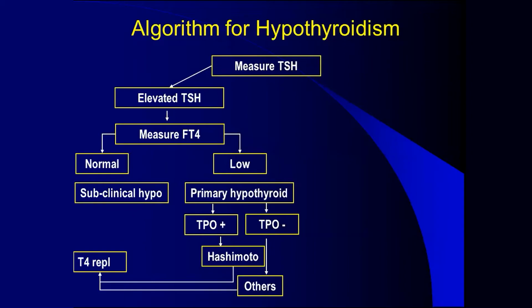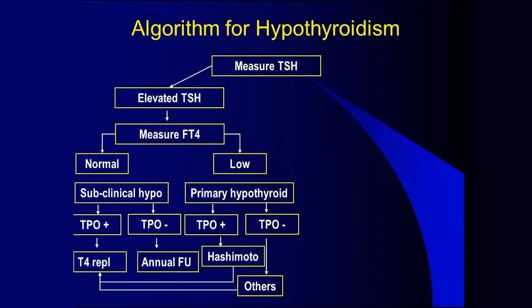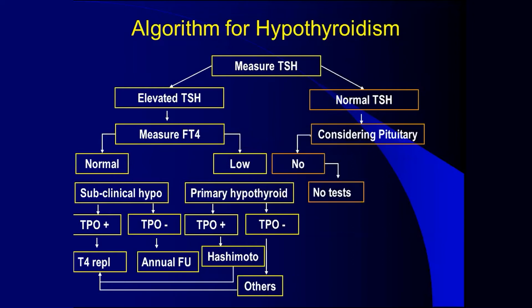However, if the FT4 is normal, this is what I told you earlier, is subclinical hypothyroidism. And if we rule out certain other conditions and thyroiditis, and if the antibodies are negative, TPO is negative, we just need to put the patient on an annual follow-up. However, if the thyroid antibodies, especially TPO, are positive, the diagnosis of Hashimoto is still entertained and we still need to give T4 repletion. On the contrary, if the TSH is normal and we are not suspecting pituitary disease, we don't need to do any further testing.